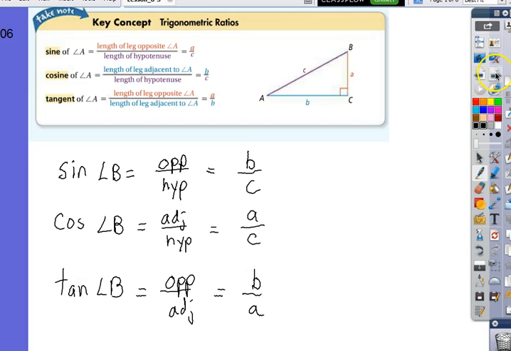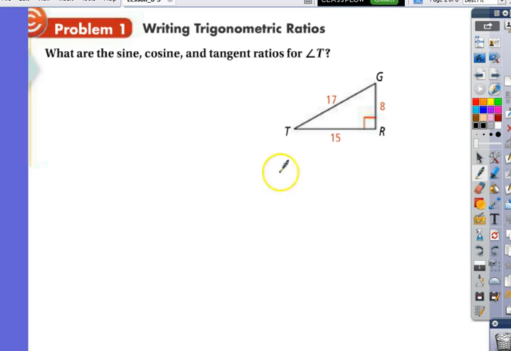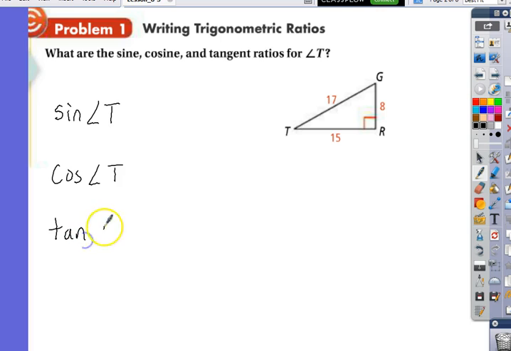All right, so let's do this problem. What are the sine, cosine, and tangent ratios for angle T? Very simply, all I'm asking you to do is sine of angle T, cosine of angle T, and tangent of angle T. I'm just asking you to find those ratios. Later on, I'll show you how to convert those ratios into a degree. All right, so what are the sine, cosine, and tangent ratios for angle T?